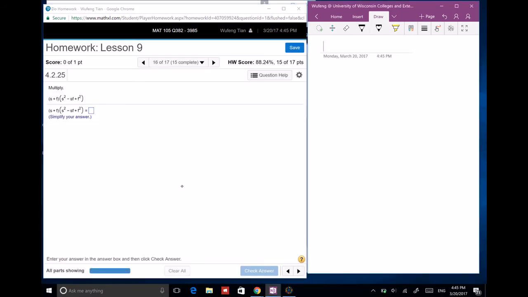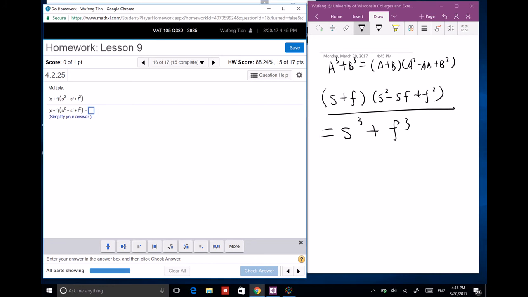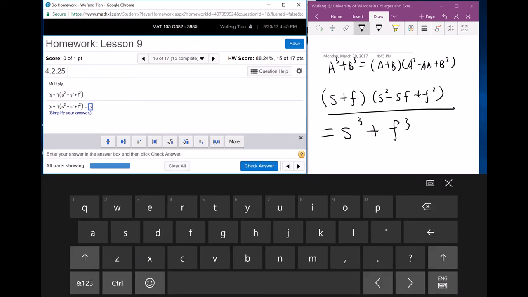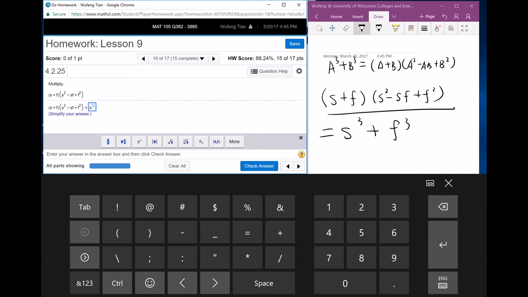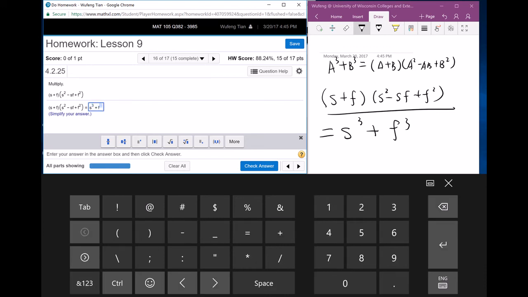Next one. Multiply s plus f and s squared minus sf plus f squared. This is the cubes formula. For example, a cube plus b cube, and this formula is a plus b, a squared minus ab plus b squared. That's the formula, right? So we match the formula. The answer is going to be just s cube plus f cube.